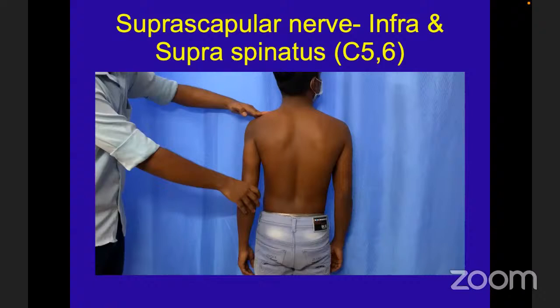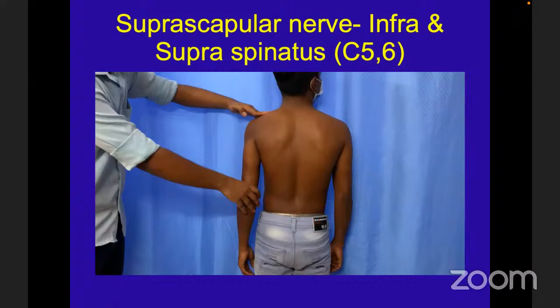We'll come to the little lower level, the trunk level, which we call the Erb's point. The only nerve which can be examined at the Erb's point is the suprascapular nerve. What does the suprascapular nerve do? It supplies the infraspinatus and the supraspinatus. The supraspinatus initiates shoulder abduction, and the infraspinatus is a strong external rotator.